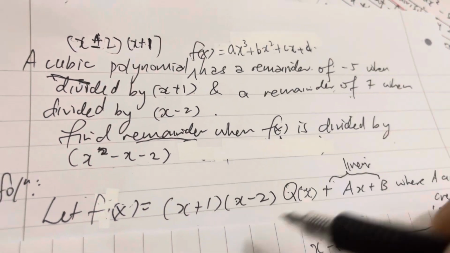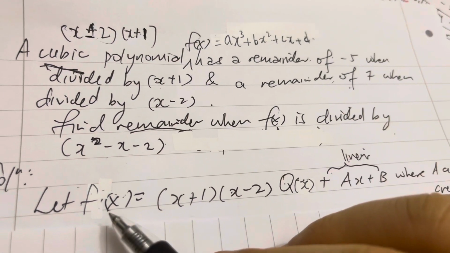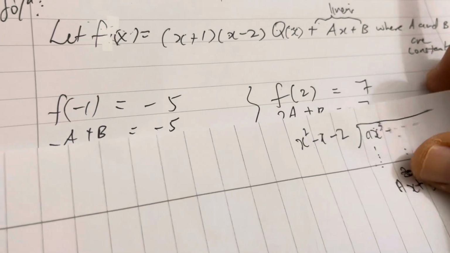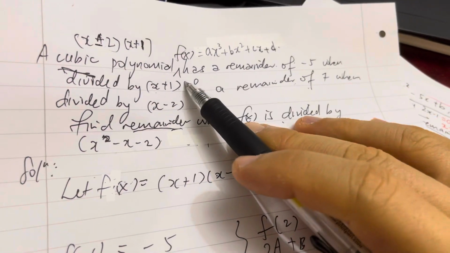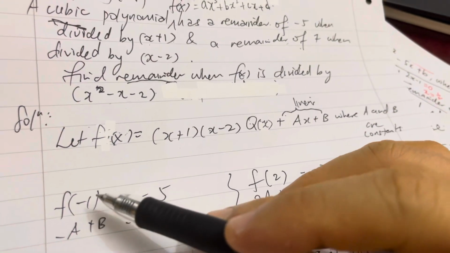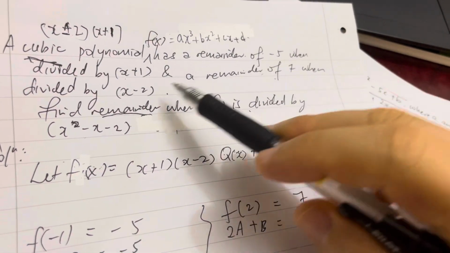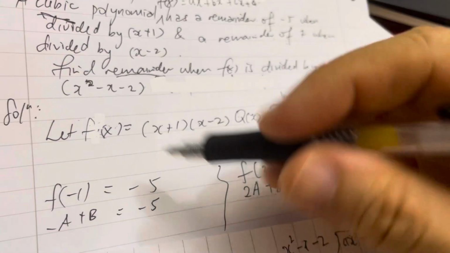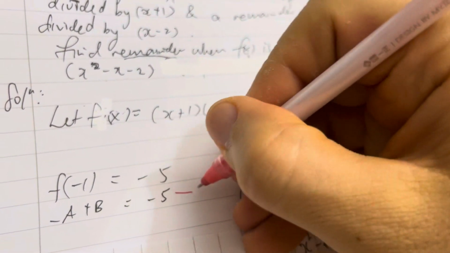Alright, so this is how you should approach this question, by writing it like that, writing f(x) like that. Why write like that? Because once you have written it like that, using the two clues that they have given you, they tell you that this gives a remainder of minus 5 when divided by x plus 1. This gives a remainder of 7 when divided by x minus 2. So you sub in 2, sub in minus 1, you'll get these two equations, which I am going to solve simultaneously.